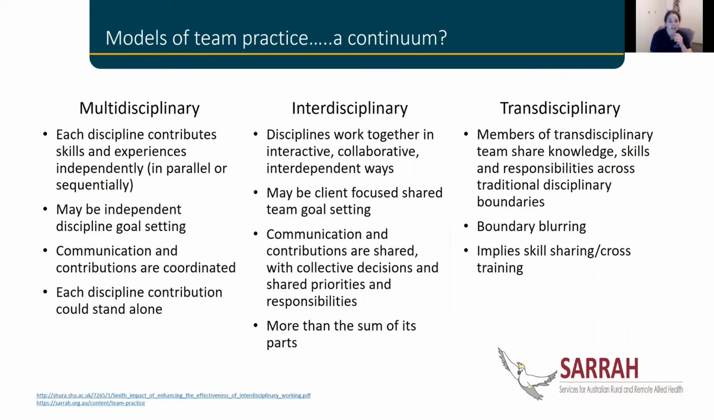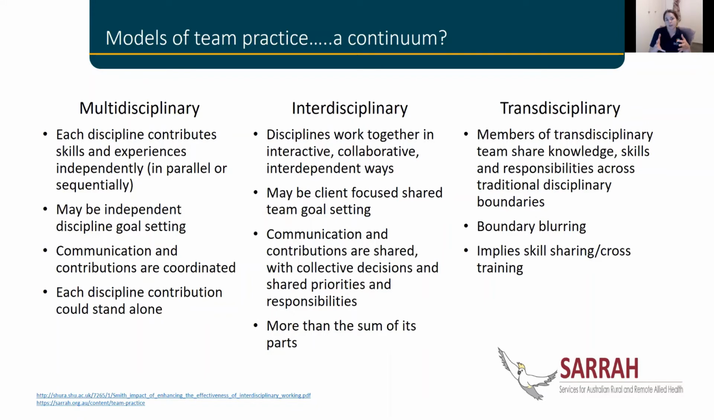Yeah. I know where Elle and I used to work in Wagga, we used to do a lot of joint OT physio work, particularly when we were doing a lot of prescription of equipment too. So in this interdisciplinary model, you're working very closely, you're working together, and you usually have shared goals, as Rachel said. And rather than your communication being coordinated, so somebody's pulling all the bits of the puzzle together, your communication is actually shared. You're working on the puzzle together at the same time.